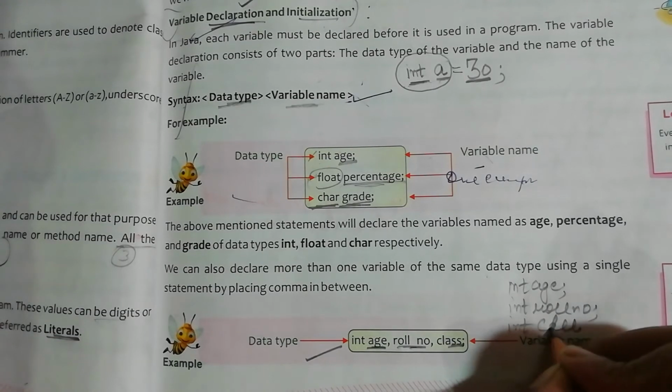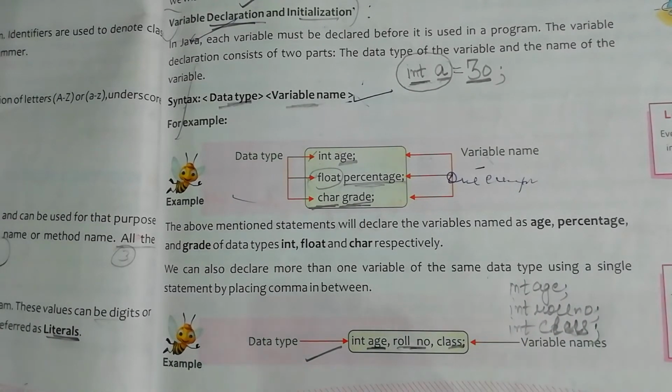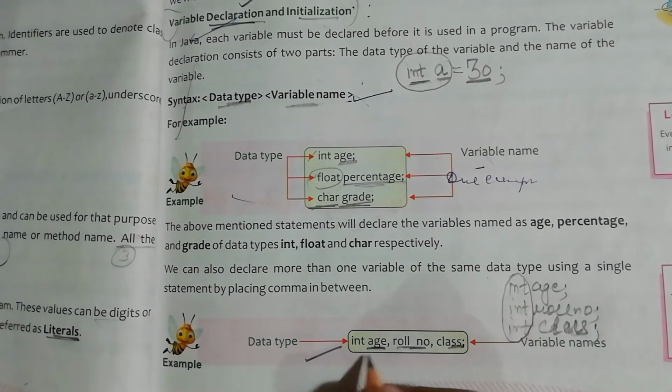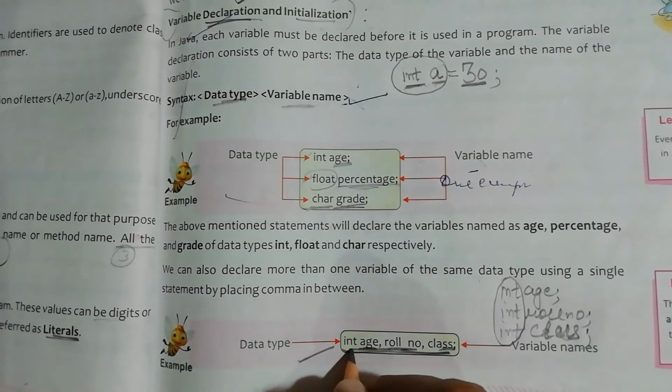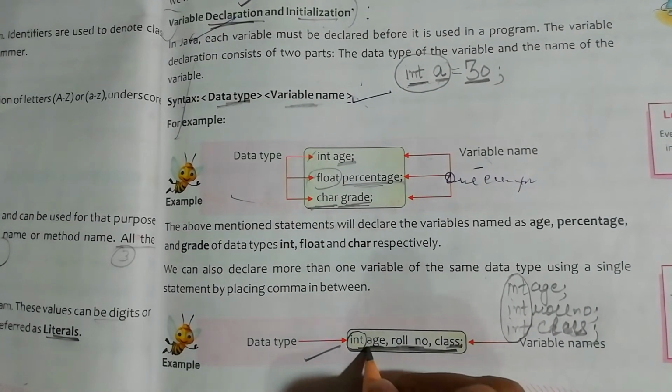Sorry, it's class not call. Clear? So that means all three are of the same data type. So it is very much okay to write them inside one line. That will be okay. You gave one data type.